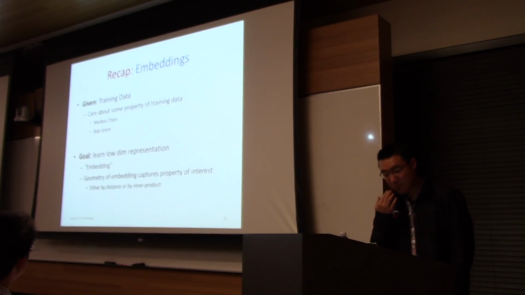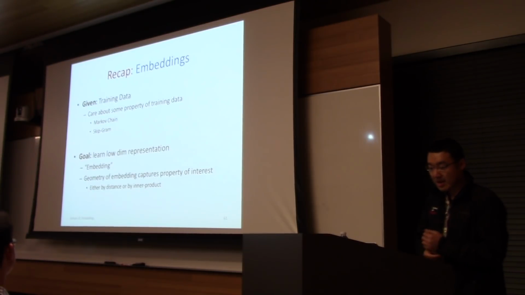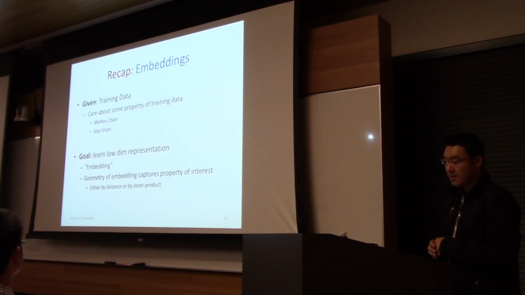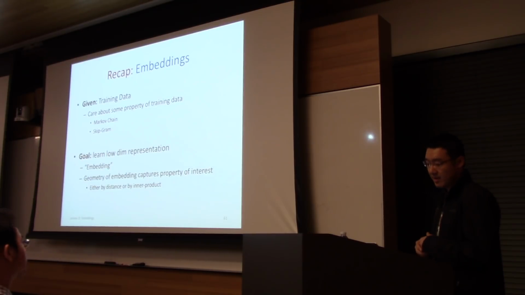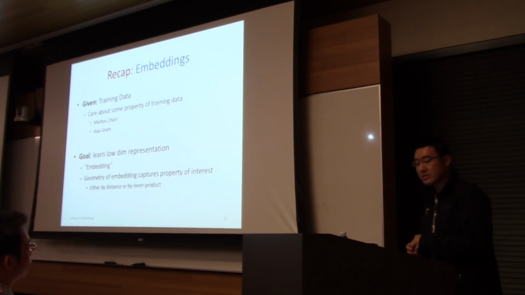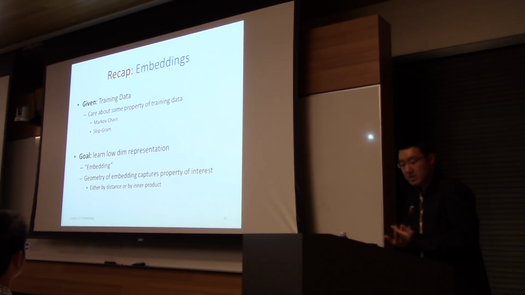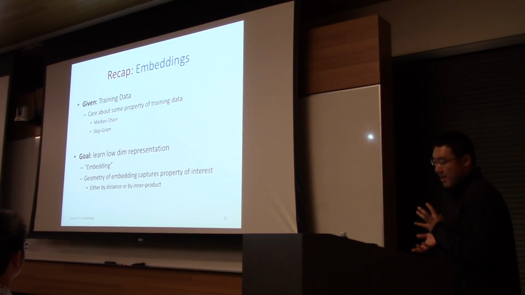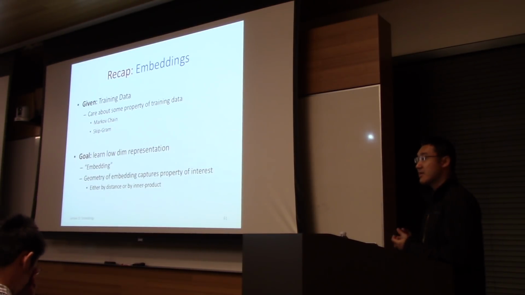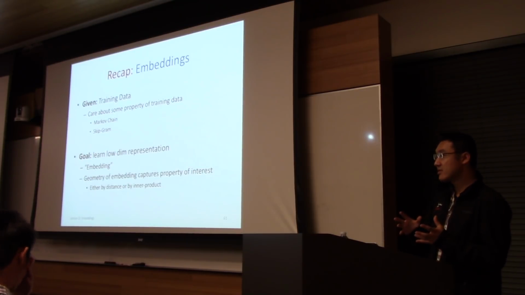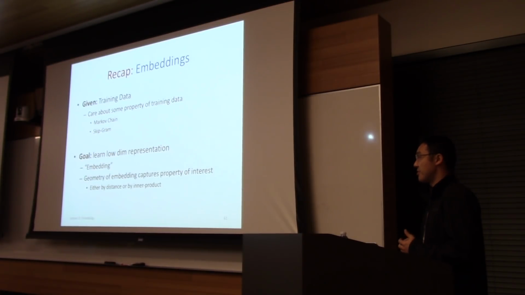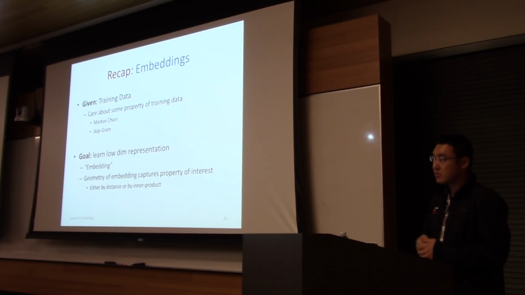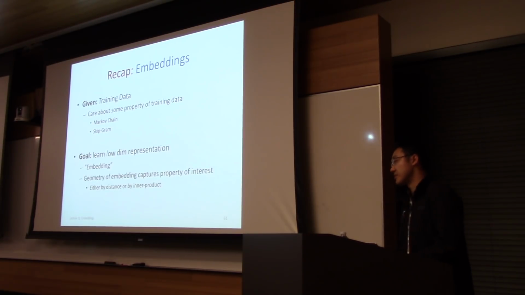Okay, just to recap. For embeddings, we have some training data, and we care about some property of the training data that can reconstruct parts of the training data, in this case sequences of ground items. The goal then is to learn a low-dimensional representation of the ground items, where the geometry of the embedding captures a property of interest. In this case, it's either a geometry specified by distance, or by the inner product, in order to reconstruct these sequences as well as possible. The reconstruction of the sequences is measured by the negative log likelihood of the probabilities.